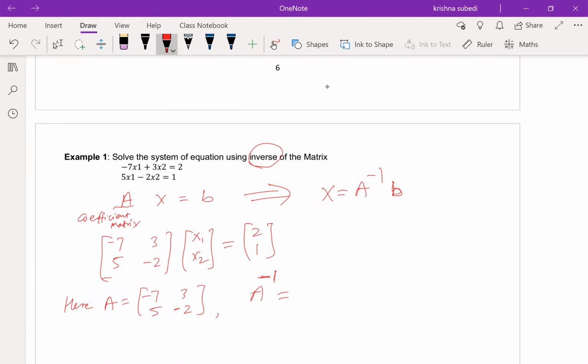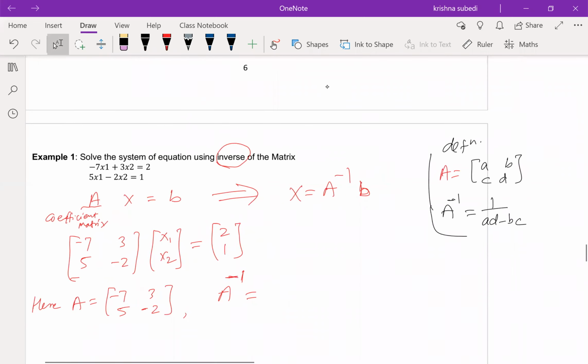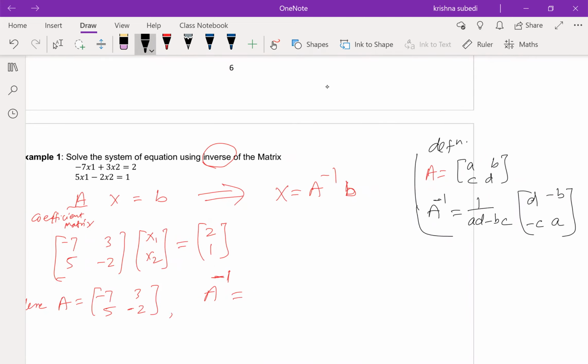remember the definition. If A is [a, b; c, d], then A inverse will be 1 over the determinant, which means you multiply A and D diagonally, AD minus BC, and then you switch the items. D will go there, A will go there, and you change the sign here. This will be -C and this will be -B. So that is the definition of the inverse matrix.